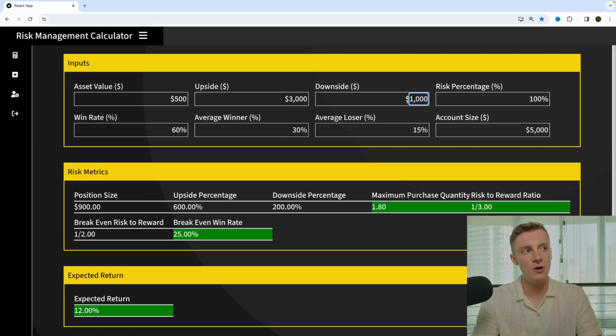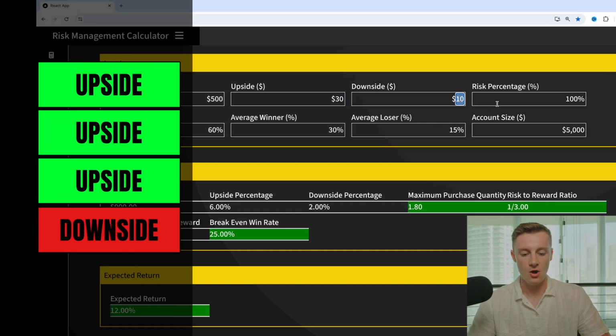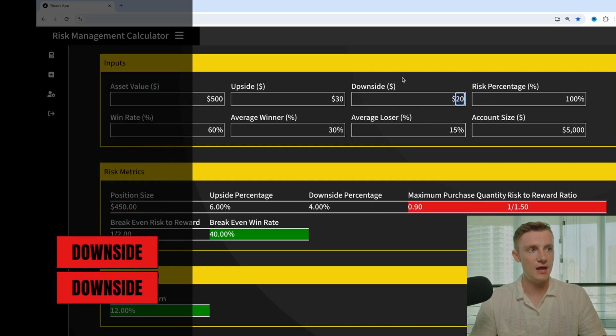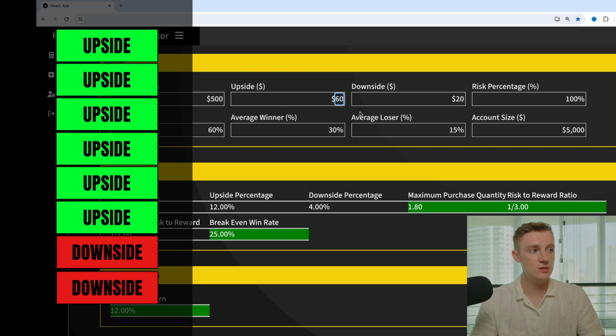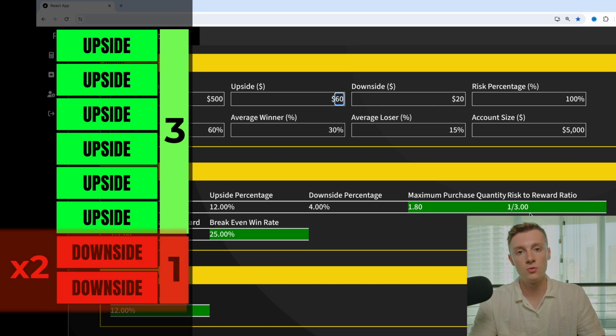Because think about this. If you're taking one trade and that one trade is a 1 to 3 where your risk is 10 to make 30. But now let's say the next trade we take, our risk is 20 and our reward is 60. Well, we're still trading a 1 to 3, yet now we've actually doubled our risk.